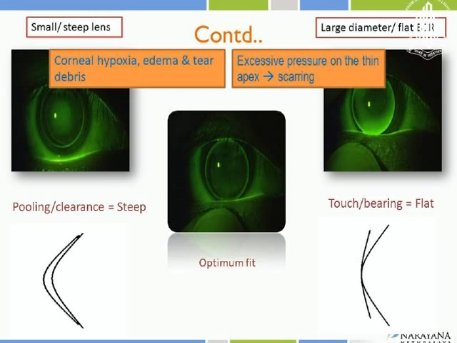What is the problem with the steep lens? Obviously it's a tight lens, so it will produce hypoxia, edema, and there is no exchange of tear film, so there will be tear debris under the lens.